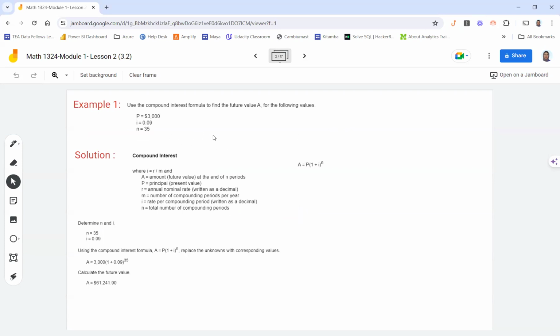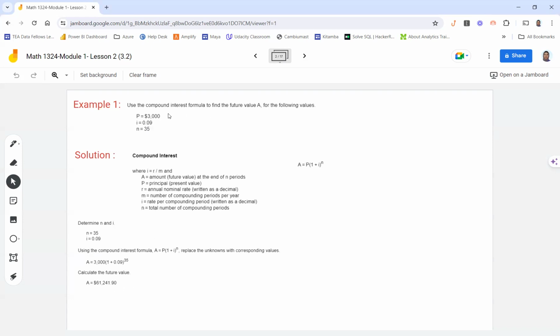So the very first question on the homework is, use the compound interest formula to find the future value A for the following values. The principal amount is 3,000, I is 0.09, and N is 35. So using these three numbers, we're going to find the future value.